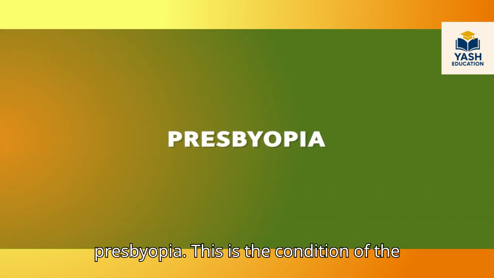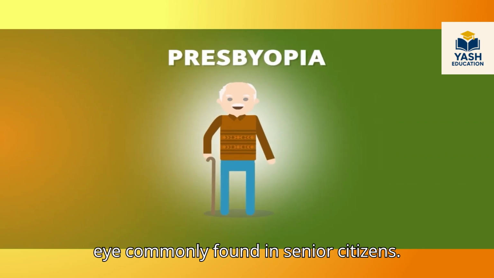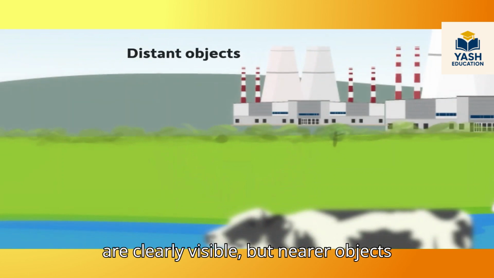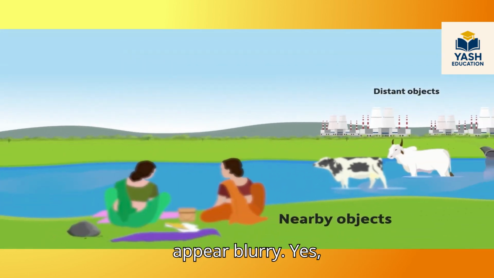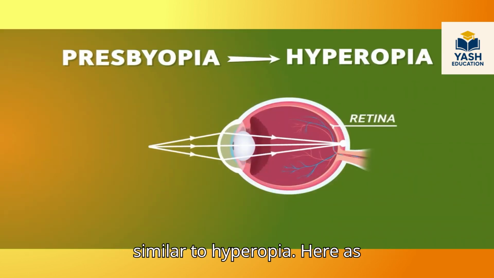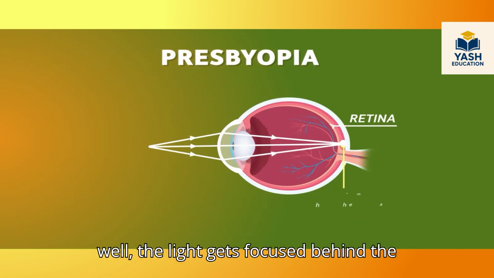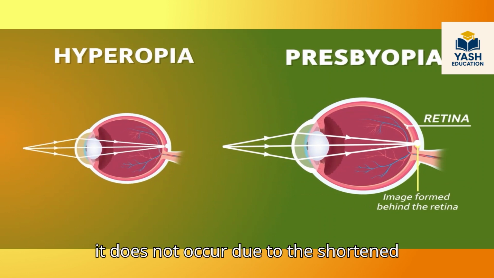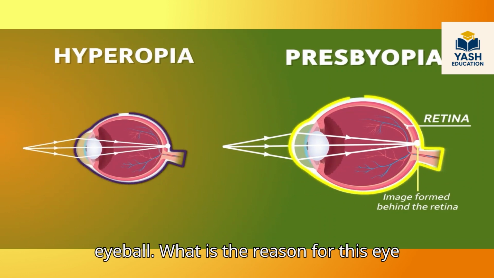This is the condition of the eye commonly found in senior citizens. In this eye condition, distant objects are clearly visible, but nearer objects appear blurry. Yes, you probably guessed that presbyopia is similar to hyperopia. Here as well, the light gets focused behind the retina. However, unlike hyperopia, it does not occur due to the shortened eyeball.